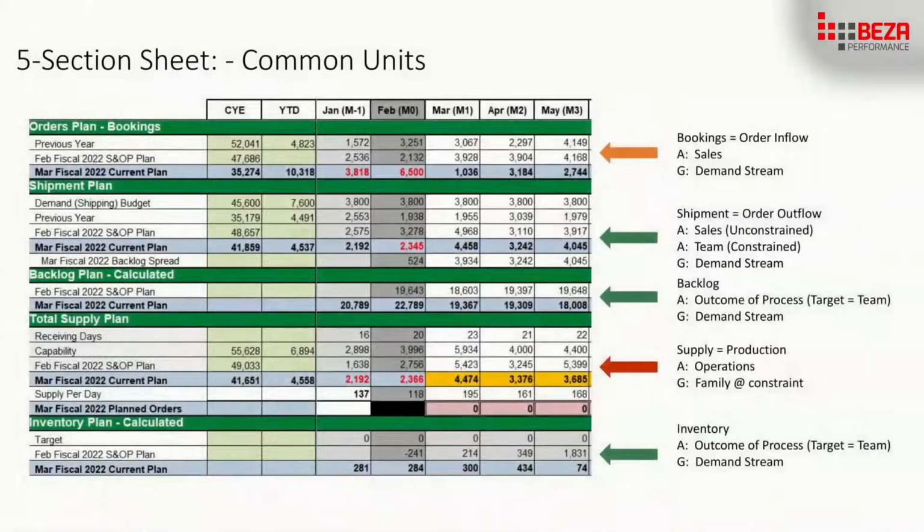So if you take the idea of those 5 things needing to be expressed in common units, and then you add the idea that you want to see them all on the same screen so you can understand how they're interacting in terms of a balanced plan, that is the 5-section sheet. You get there immediately. Yep, absolutely. And so the common units and the family by constraint are critical to actually setting up this 5-section sheet, which is really the best way that we've found.